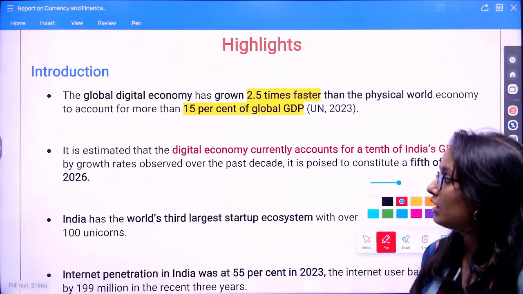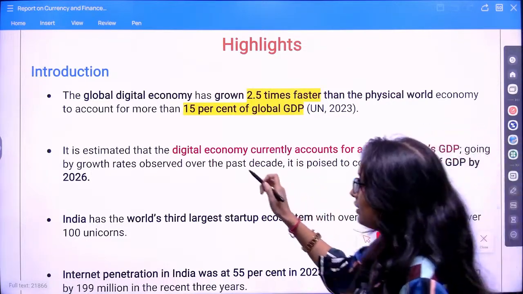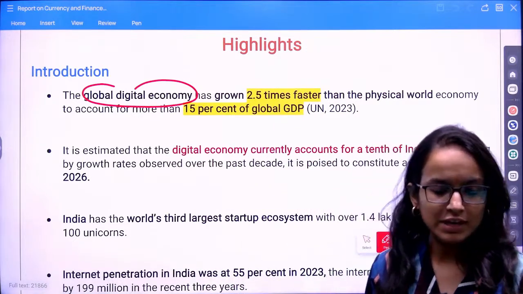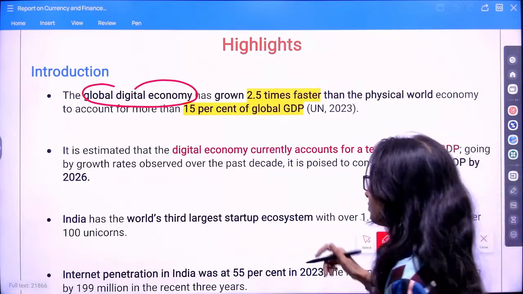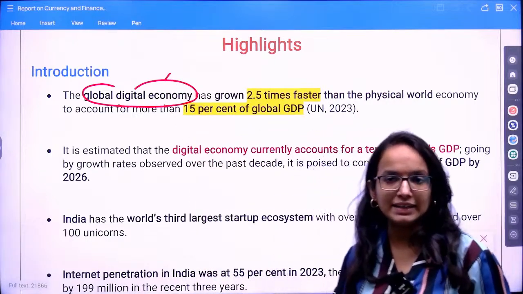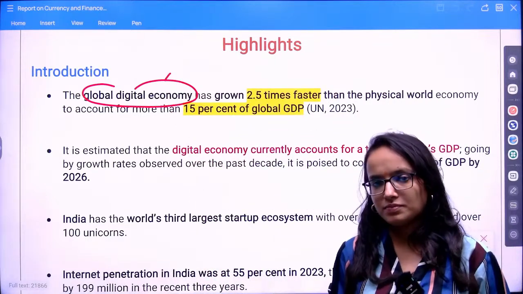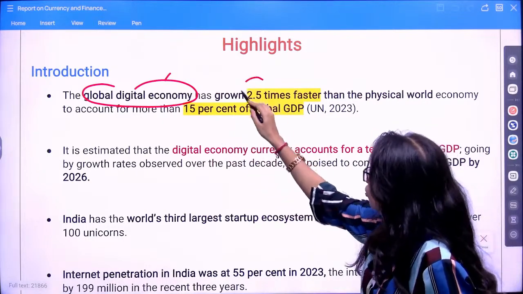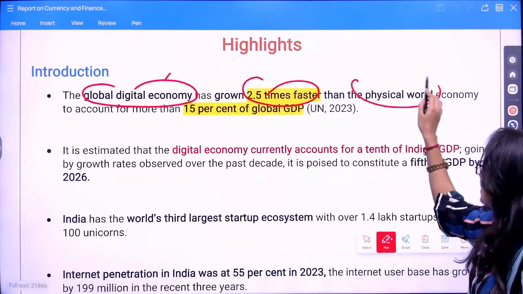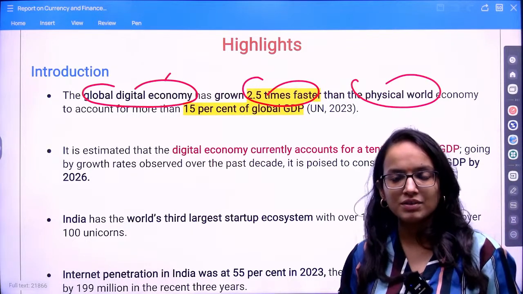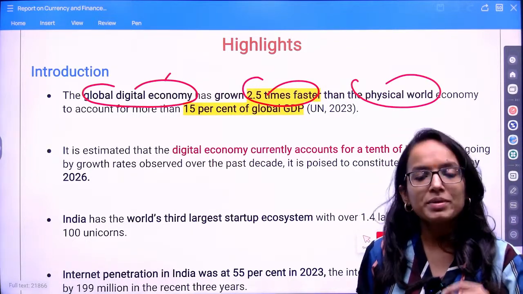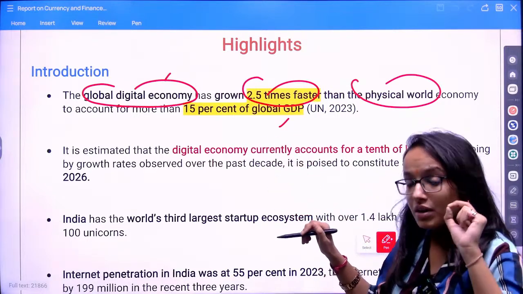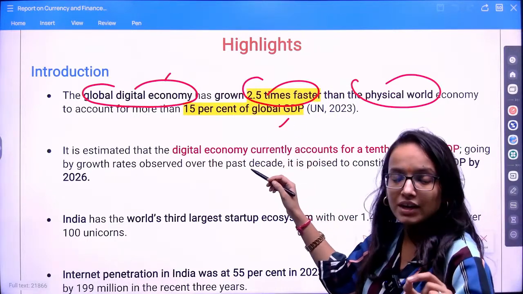Overall highlights. The introductory part says the global digital economy, as you have seen the theme as well, is regarding digitalization. The report has highlighted that the digital economy is growing manifold, right? The global digital economy has grown 2.5 times faster than the physical world economy. So, emphasis has been given to the digital economy.